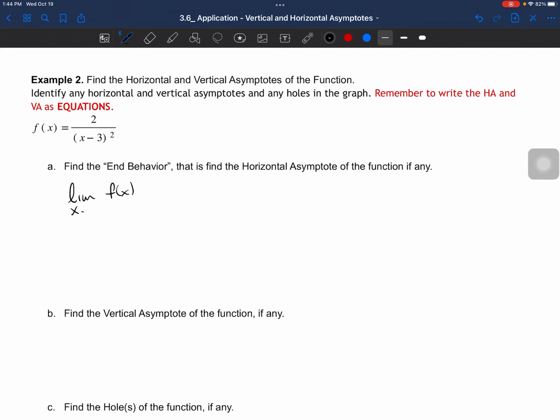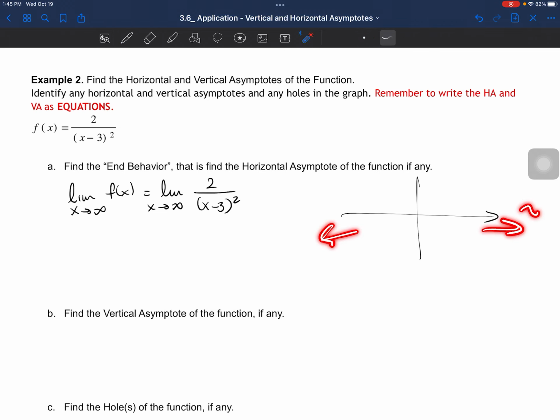So pretty much what we want to know is what's going on with the function as x approaches positive infinity. So let's go ahead and do that. Let's take the limit as x approaches infinity, right? If you think about it, end behavior happens over there and over there, negative infinity and positive infinity.